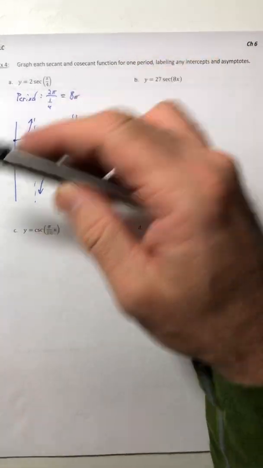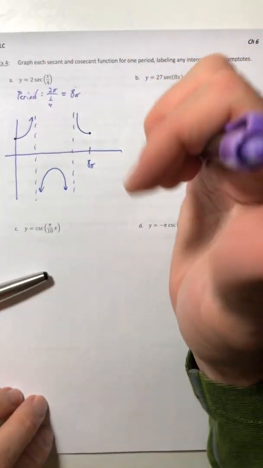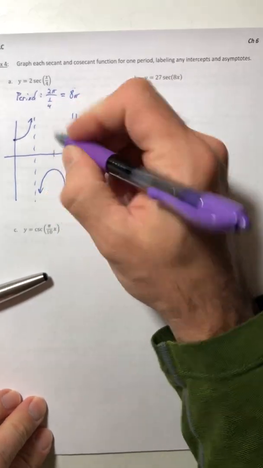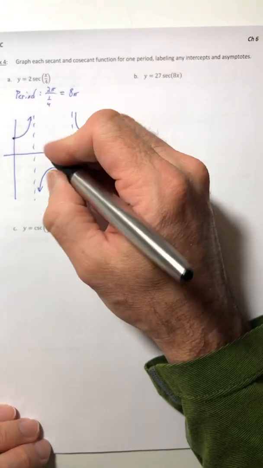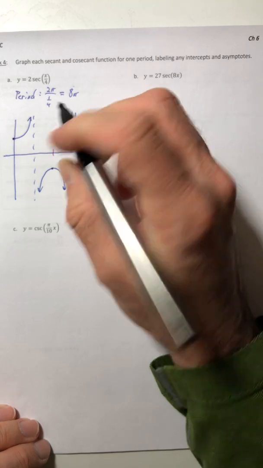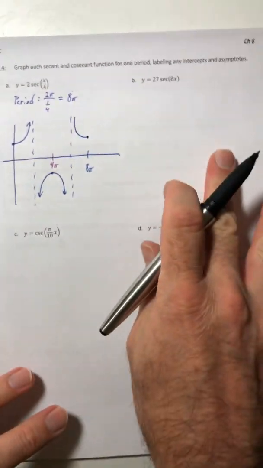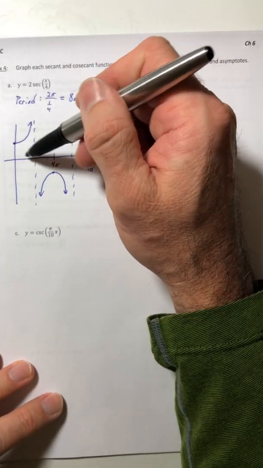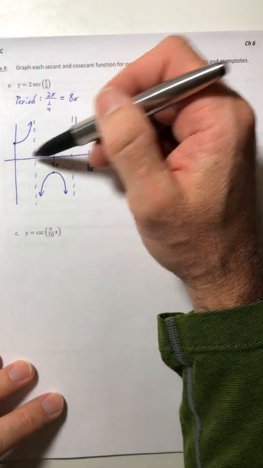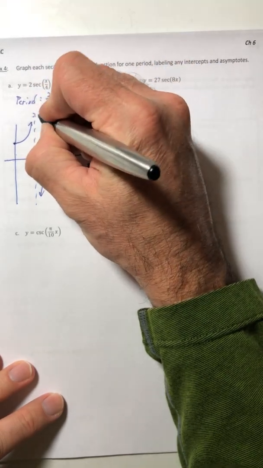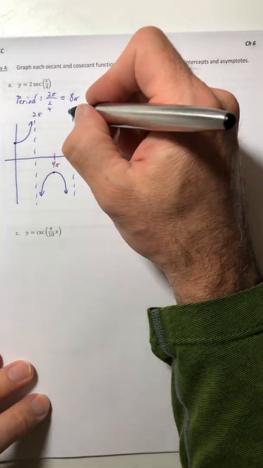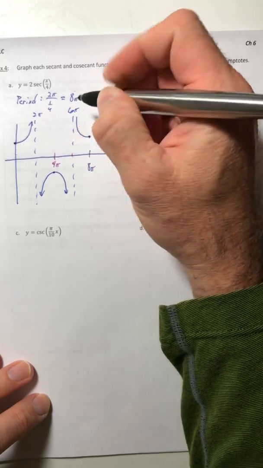And what we did for cosine, remember we cut it in half because that would be right smack in the middle. So that would be right there, which would be 4 pi. So your asymptotes are in between the two sections again. So in between 0 and 4 pi would be 2 pi. And between 4 and 8, that would be 6, so 6 pi.